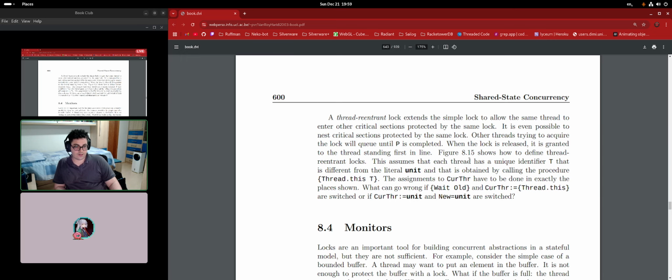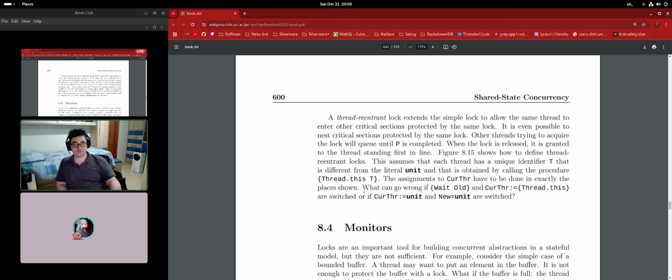This assumes that each thread has a unique identifier T. It's different from the literal unit. I'm so glad this is not allowed, because there would be an individual that would make a thread name unit. I'm pretty sure you actually can't choose the identifier of the thread. It is assigned by the system when the thread is created. Definitely a thumbs up for that. The assignments to current thread have to be done in exactly the places shown.